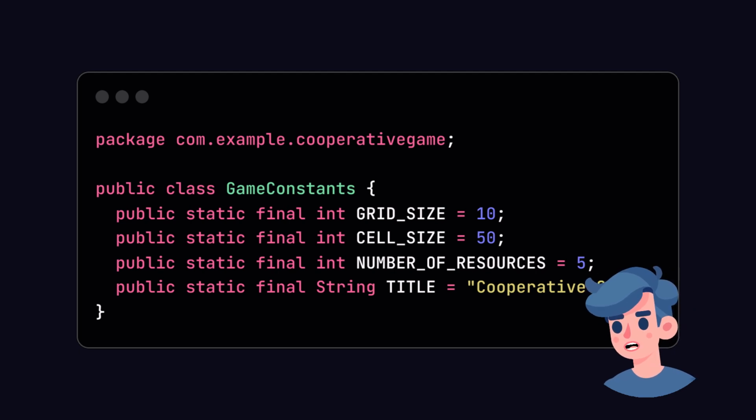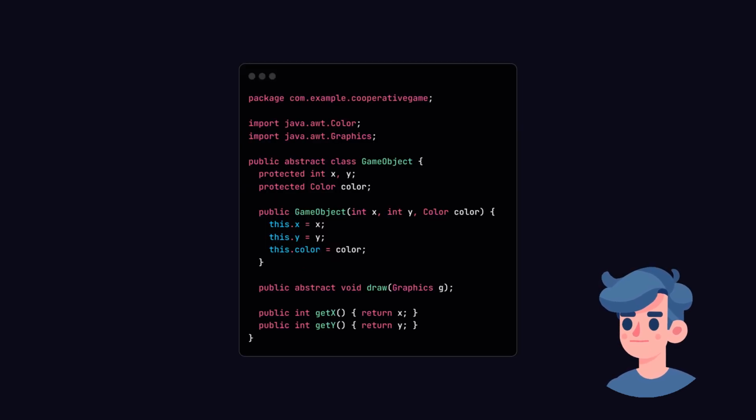Next, let's create the GameConstants class to define some constants that we will use throughout our game. This will help us keep things organized and easy to manage. In this GameConstants class, we've defined the size of our grid, the size of each grid cell, and the number of resources that will be generated in the game.